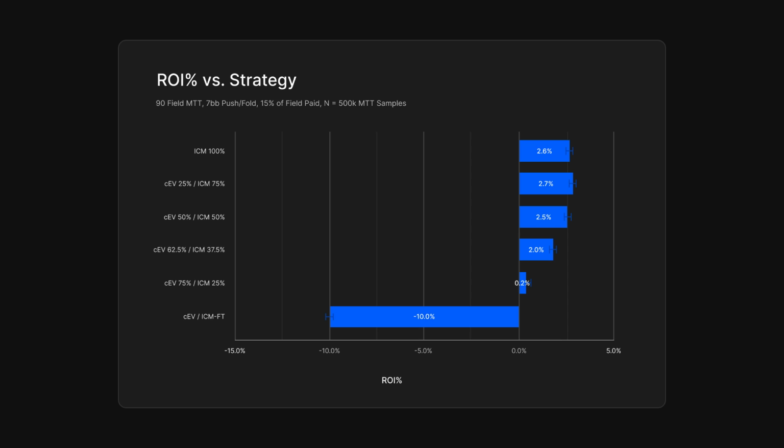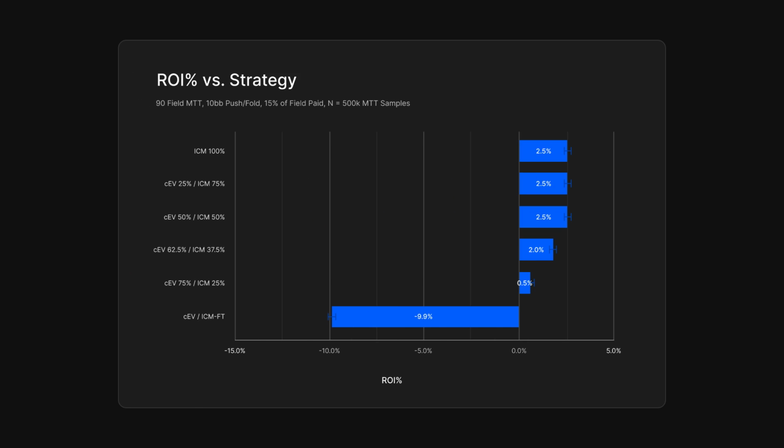Next up, we've got the 7 big blind push fold event. Same smooth progression, and the drop-off starts to begin somewhere between half the field remaining and 37% of the field remaining. Again, keep in mind it's about 15% of the field paid. It's actually 13 players, so not quite 15%, but pretty close. You can see the same smooth progression, a little bit more noise in the ROI distribution, but same pattern overall. Lastly, we have the 10 big blind push fold event.